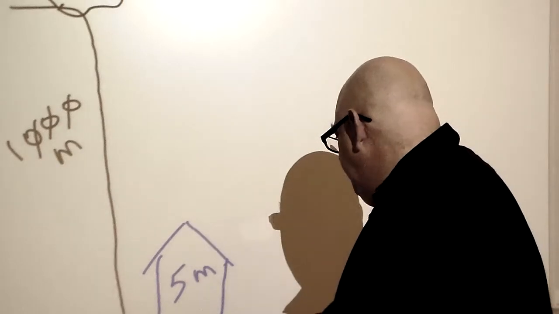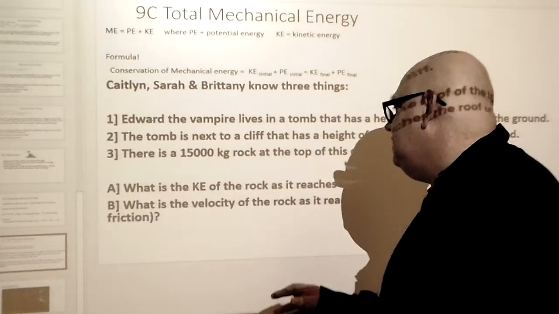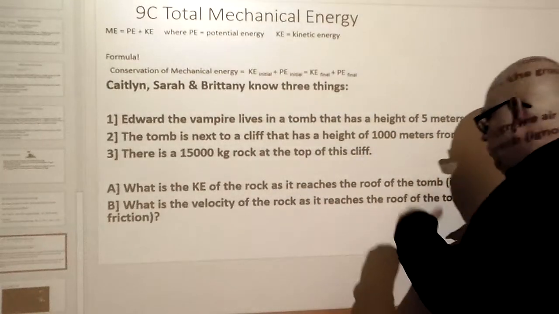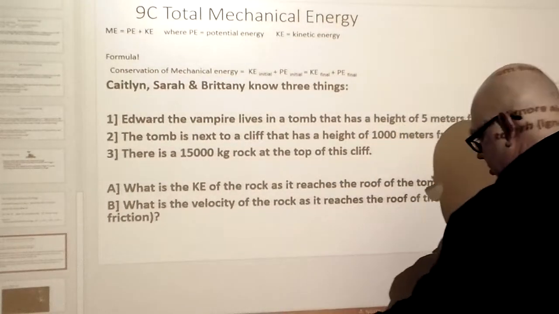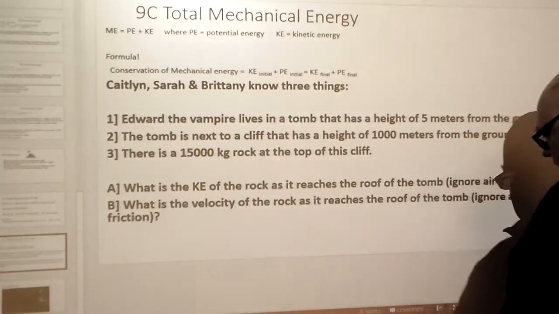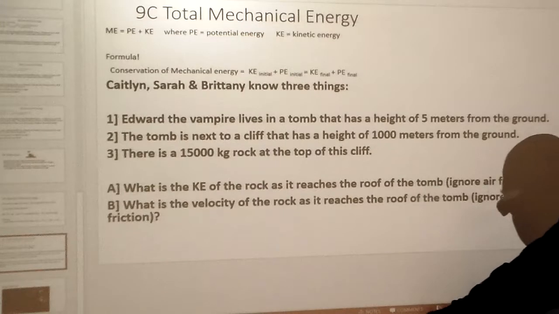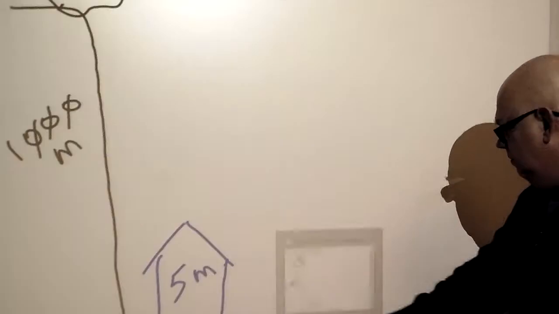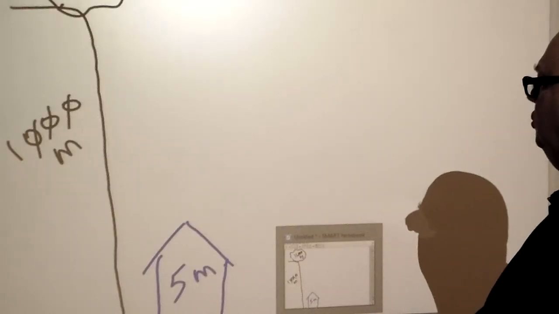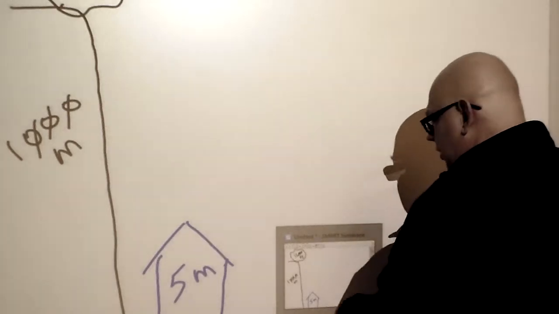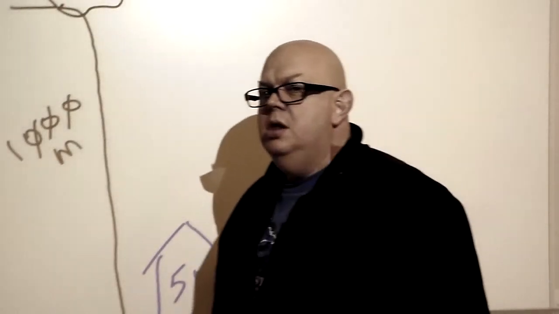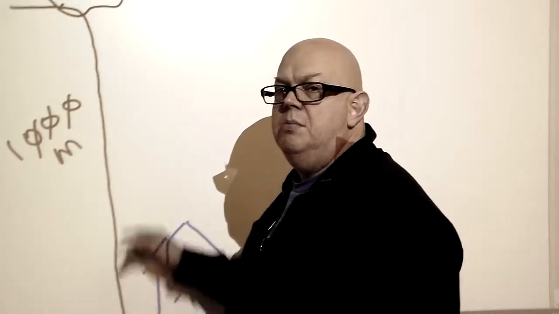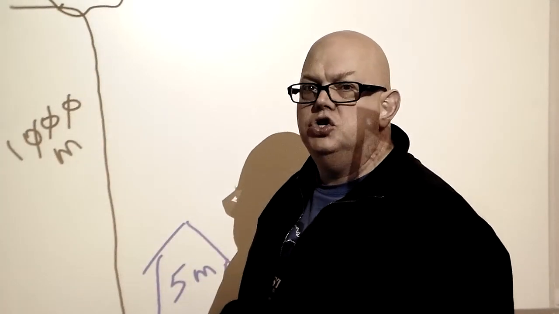So we go back to the problem and it says, what's the kinetic energy of the rock as it reaches the roof of the tomb? So when it reaches the tomb, the first thing we have to find out is that this rock has potential energy. This is our system. This rock has potential energy.